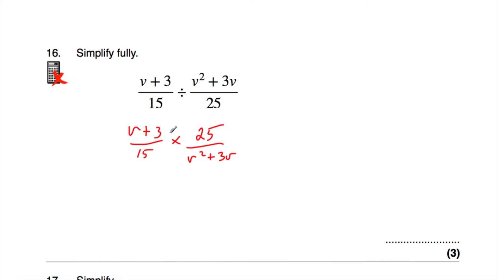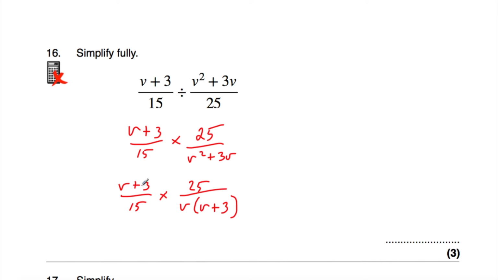Now at this stage, we could again multiply and then cancel down, but I can see that this denominator can be factorized here. So let's factorize this denominator. So we're going to get (v + 3)/15 multiplied by 25 over, and then factorizing this, they're both divisible by v. So let's take our v out, and that would leave us with v squared, take out a v, would leave us with a v, and then plus, and then we had 3v, we've taken out the v, so we're left with 3.